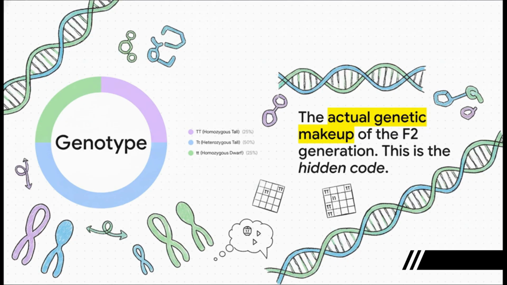Let's look at the actual gene combinations, the genotype. We have one TT, that's homozygous dominant. We have two Tt, those are heterozygous. And we have one tt, that's homozygous recessive. So this gives us a genotypic ratio of 1 to 2 to 1. Please remember this. The CUET exam loves to ask for the genotypic ratio, and so many students just automatically write 3 to 1. Don't let that be you.